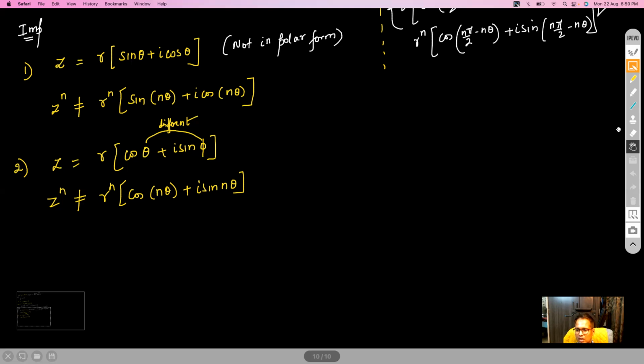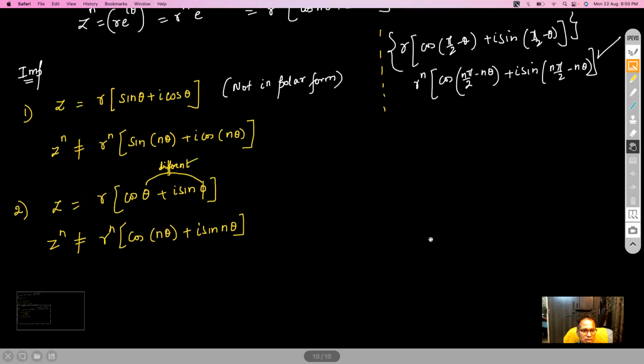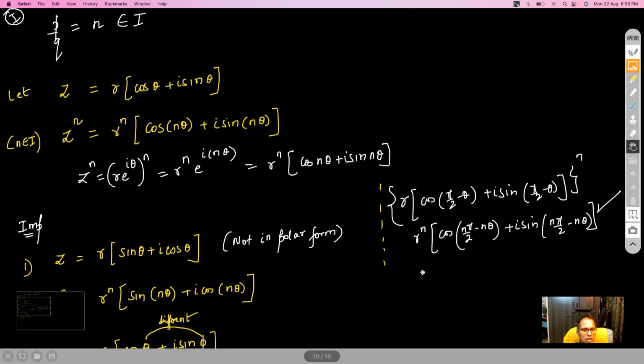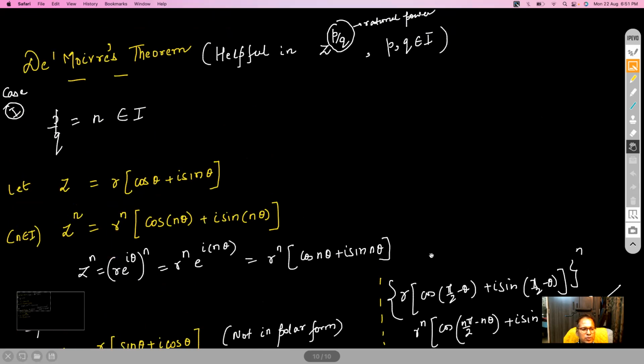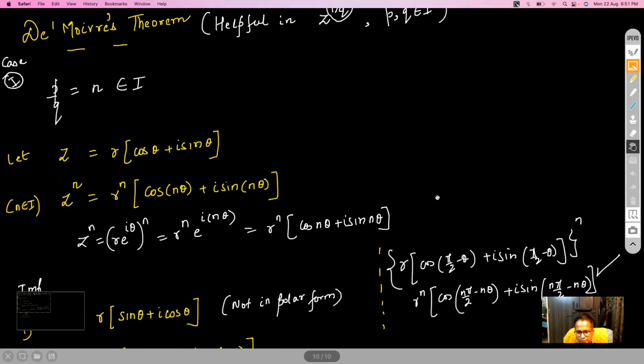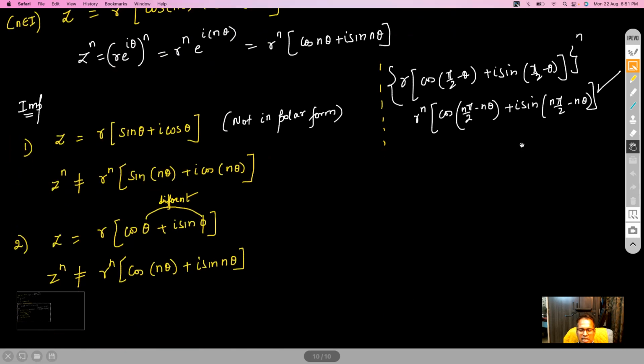Clear? Okay. Now, let's take a problem on this before we move on to case number 2. This is our first case where your power is plain and simple an integer, whether positive or negative, doesn't matter. This theorem will be applicable for any n which is an integer.